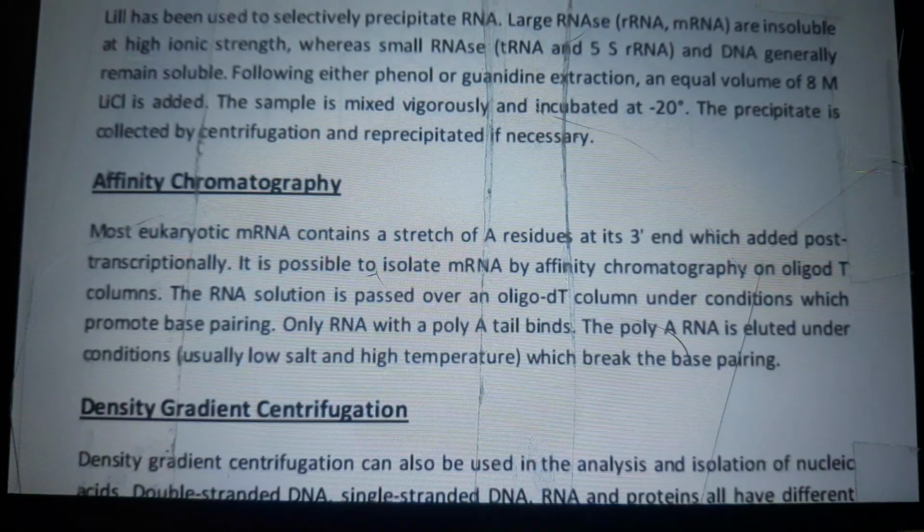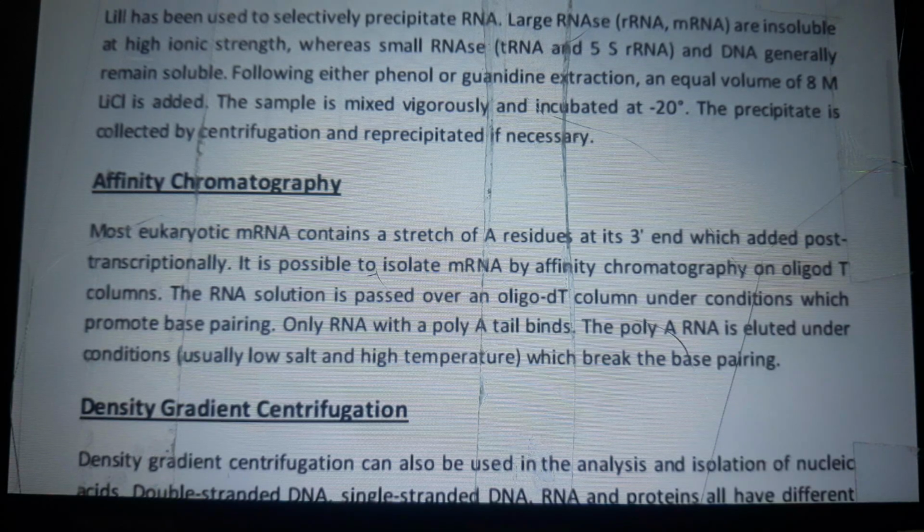Precipitation of RNA. LiCl, lithium chloride, has been used to selectively precipitate RNA. Large RNAs, rRNA and mRNA, are insoluble at high ionic strength, whereas small RNAs, tRNA and 5S RNA, are soluble. And DNA generally remains soluble.